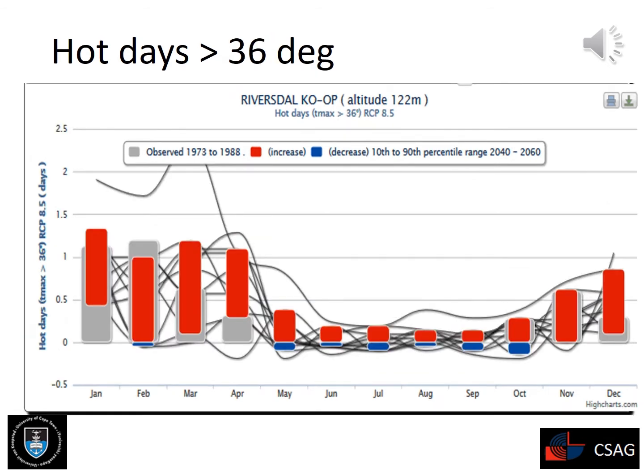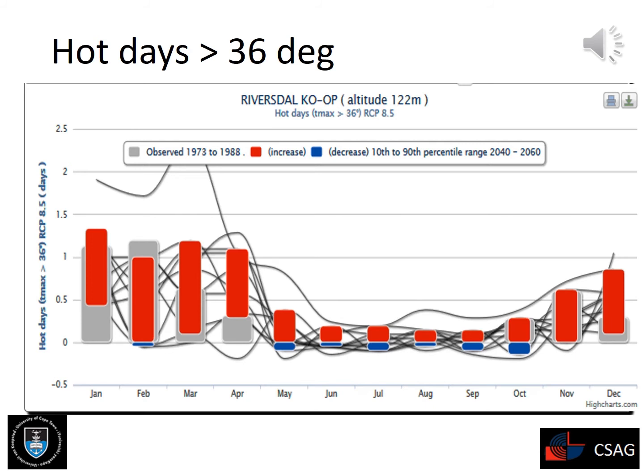Now, because many people will say that 32 degrees isn't really a problem, we've also extracted the information for 36 degrees. And here you see that there are some models that are showing a decrease in the number of days that are going to get over 36. Now, we don't know exactly why, but this could be because of increased cloud. It also relates to some of the models which are saying there might be an increase in rainfall.